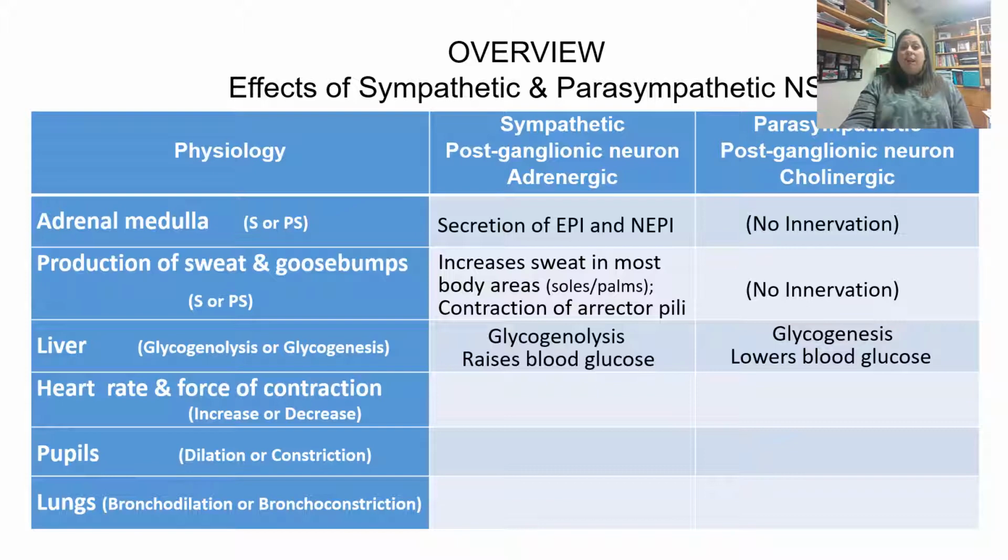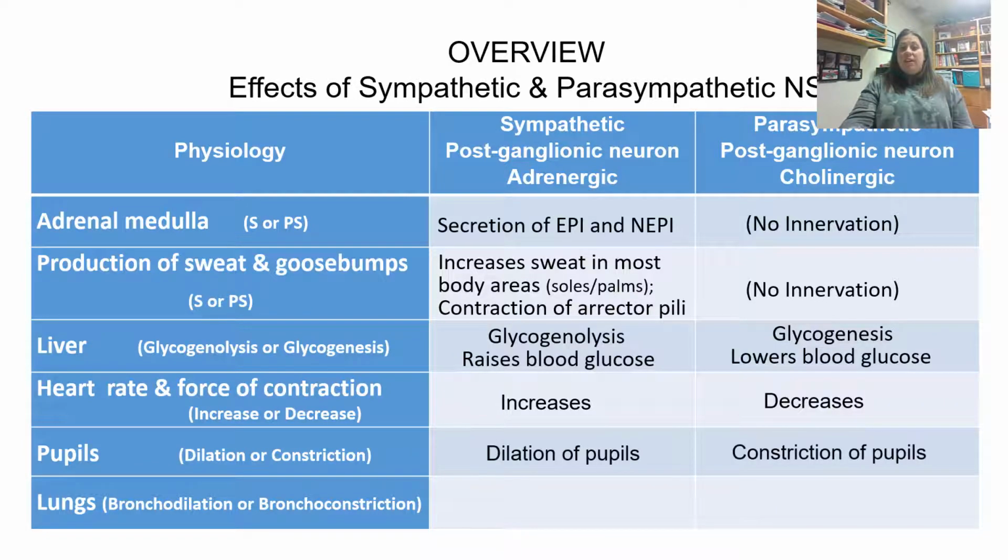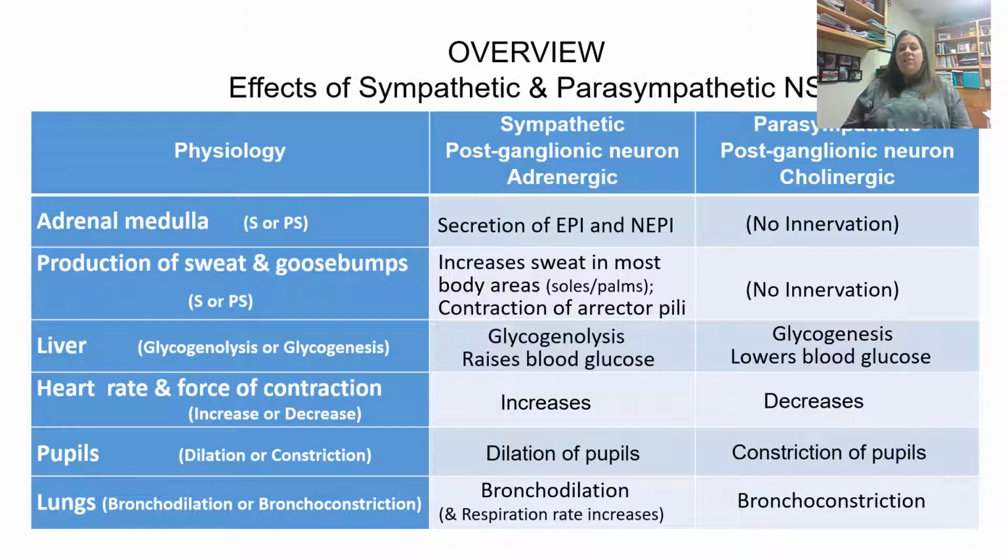Heart rate is also going to have a dual innervation with the heart. So the sympathetic is going to increase heart rate and contraction, whereas the parasympathetic is going to decrease heart rate and the force of contraction. With the pupils, the sympathetic is going to dilate the pupils, whereas the parasympathetic is going to constrict the pupils. And then with the lungs, the sympathetic is going to cause bronchodilation to increase respiration rates, whereas the parasympathetic is going to cause bronchoconstriction and decrease the respiration rate. So again, you'll notice that these are opposites.